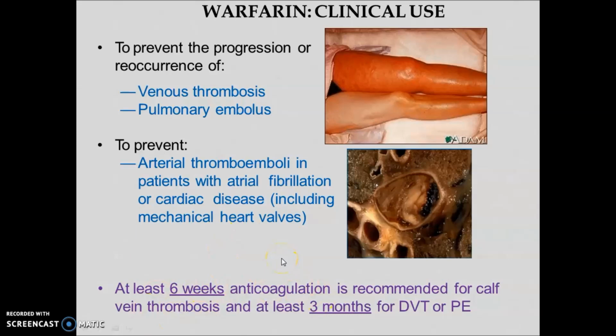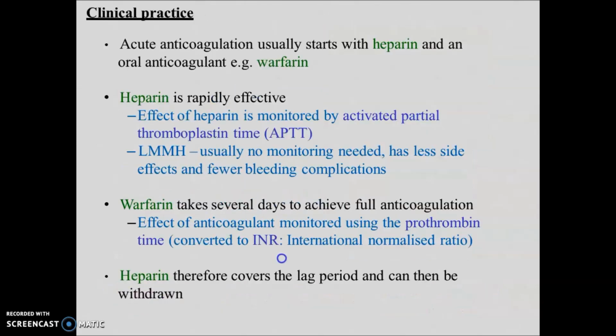So whenever you give anticoagulants, we have to give them for at least 6 weeks to 3 months. 6 weeks for your calf vein thrombosis and 3 months for your deep vein thrombosis or pulmonary embolism. It is one of the important questions when they ask the duration of your anticoagulant drug. It is between 6 weeks to 3 months. 3 months for your DVT and PE.